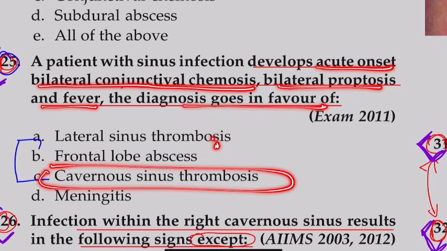That is the complication of that, in which the patient presents with what? Edema in mastoid, Griesinger sign, tenderness, right? Fever, jugular vein tenderness. Okay.